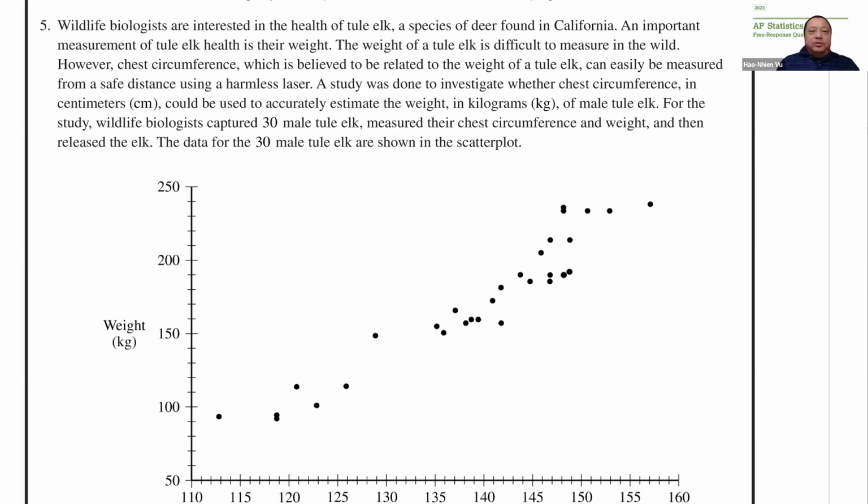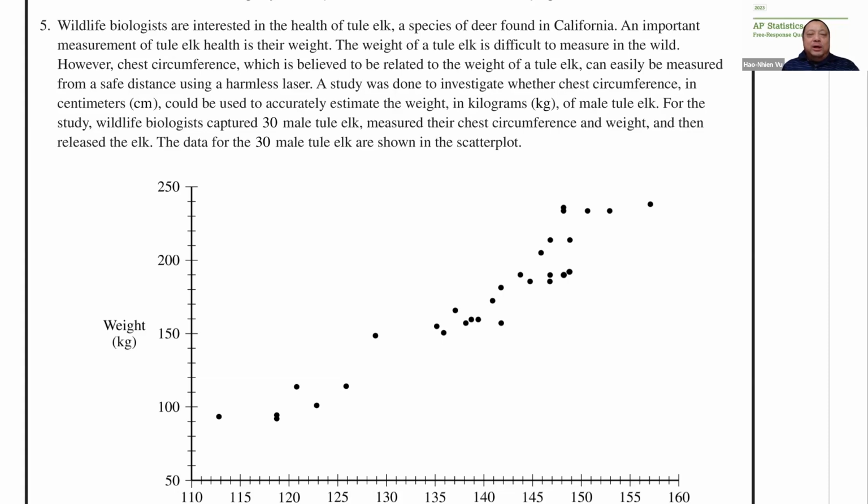Wildlife biologists are interested in the health of Tule elk, a species of deer found in California. An important measurement of the Tule elk health is their weight. The weight of a Tule elk is difficult to measure in the wild. However, chest circumference, which is believed to be related to the weight of the Tule elk, can easily be measured from a safe distance using a harmless laser. A study was done to investigate whether chest circumference in centimeters could be used to accurately estimate the weight in kilograms of male Tule elk.